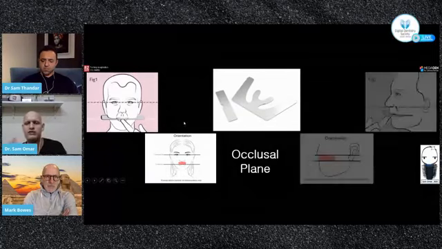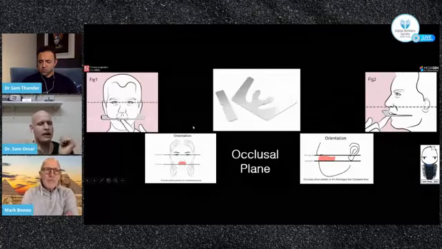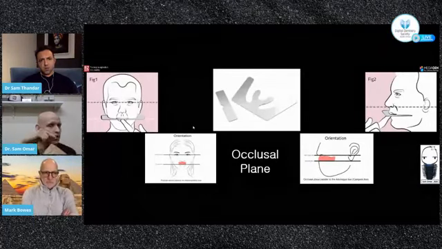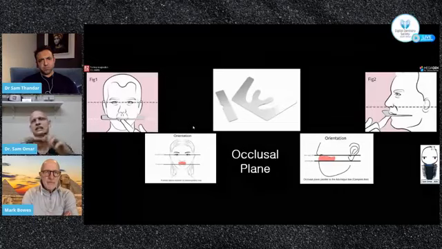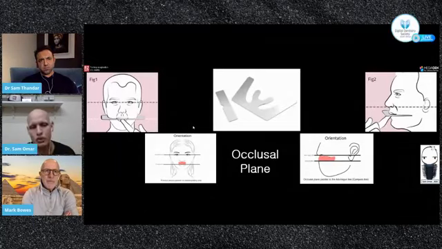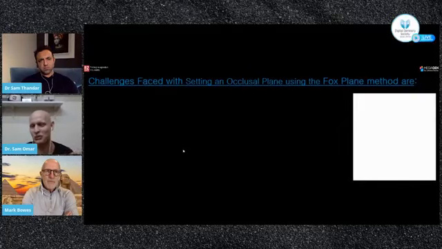And if we look at the patient from a side view, and if this occlusal plane that we have, or the Fox plane, is actually parallel to the ala-tragus line, it means that this is probably the right angle of the occlusal plane. So that's basically the easiest and the most commonly used way to get an occlusal plane. I have just a couple of problems with this particular workflow.